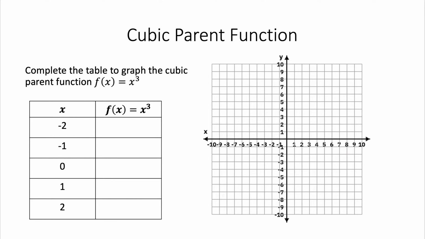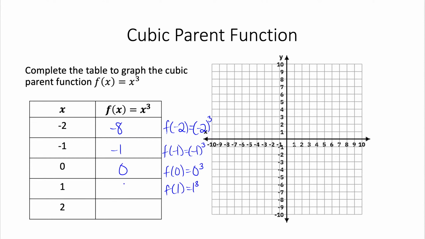So let's now try graphing the cubic parent function, which is given by the equation f of x equals x cubed. So we're going to plug in all of these values and figure out these points. So we have f of negative 2, which is negative 2 cubed, which is negative 8. We have f of negative 1, which is negative 1 cubed, which is negative 1. We have f of 0, which is 0 cubed, which is 0. We have f of 1, which is 1 cubed, which is 1. And we have f of 2, which is 2 cubed, which is 8.